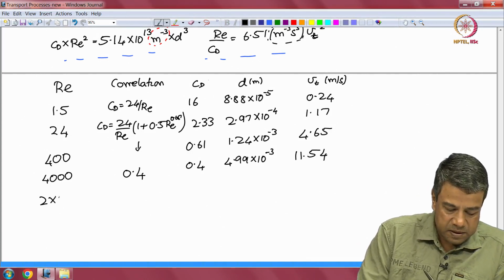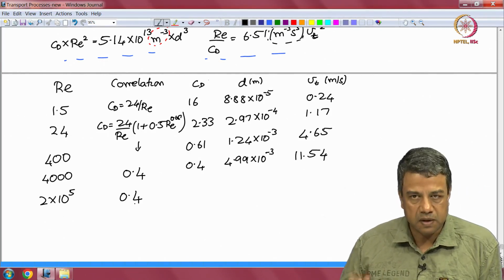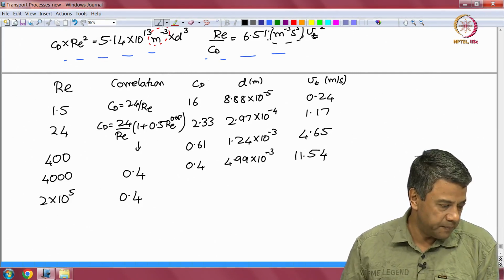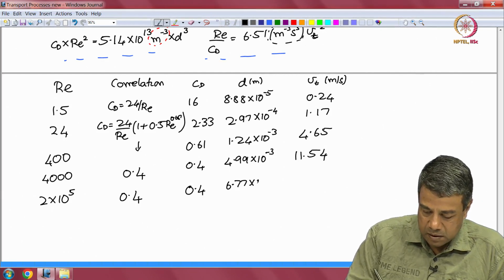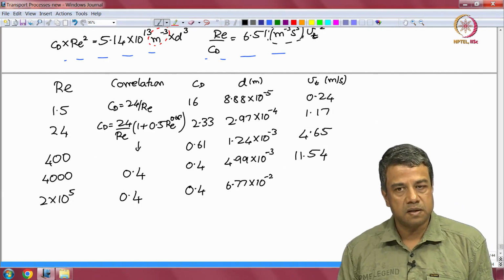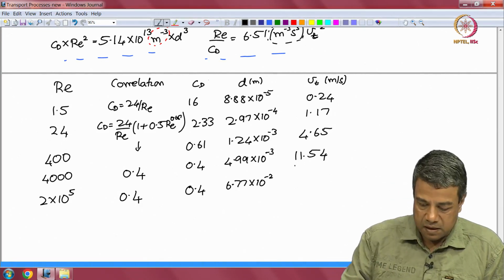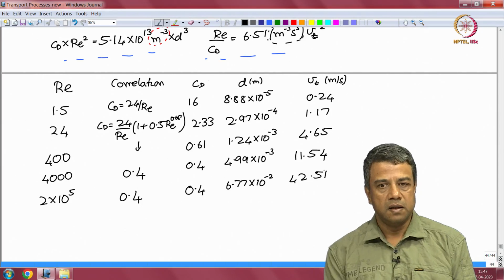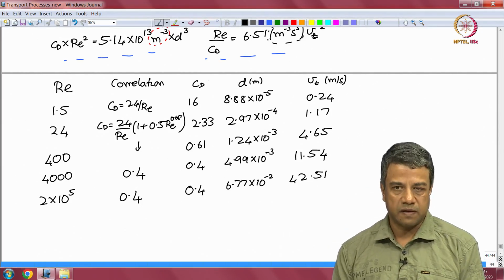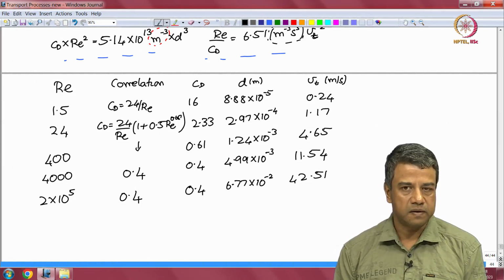Okay. And the drag crisis takes place at 2 into 10 power 5. Drag coefficient at this point is also 0.4, just before the drag force decreases. So, this is 0.4 and the particle is about more than 6 centimeters, 6 to 7 centimeters in diameter. Okay. At that point you get the drag crisis and the terminal velocity is about 42.51 meters per second. Okay. So, this gives you roughly the ranges of diameters and terminal velocities for which we see these different kinds of behavior, okay, in this system.